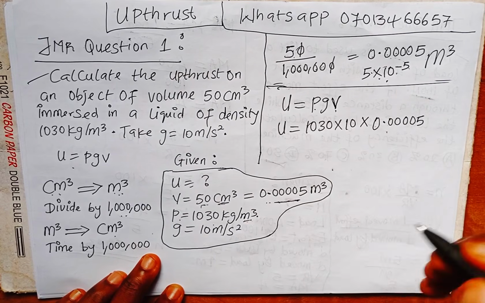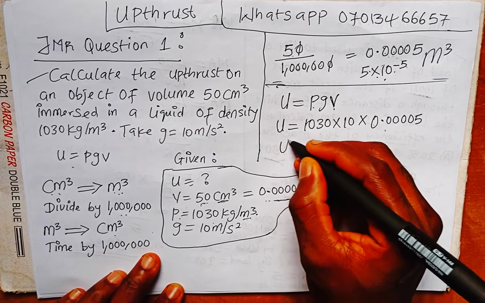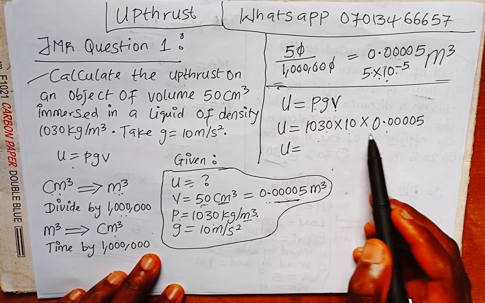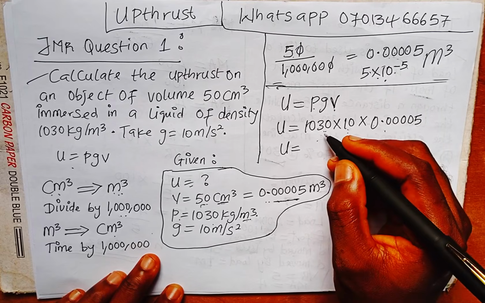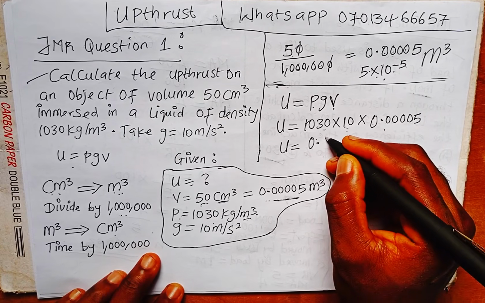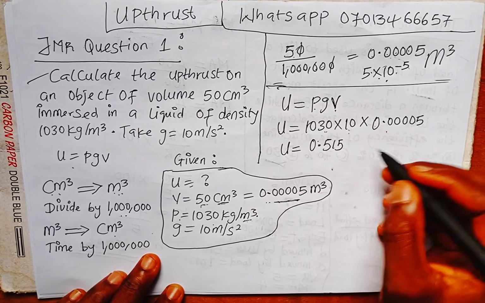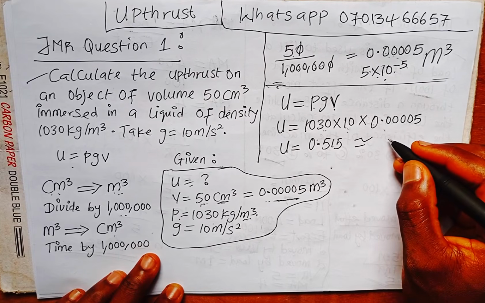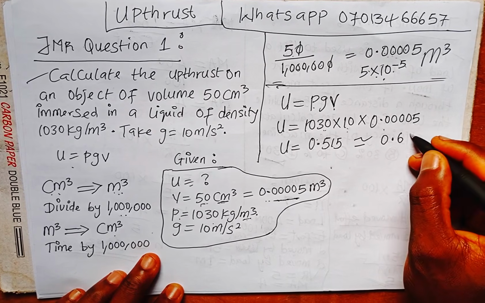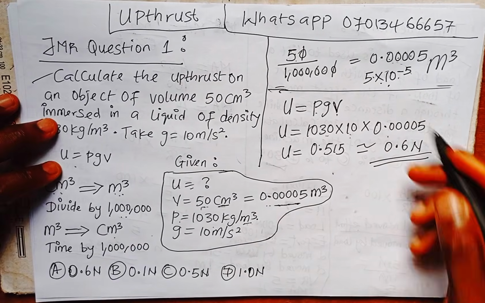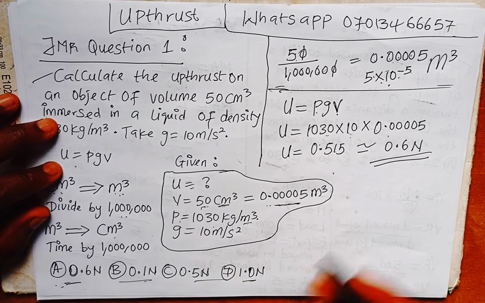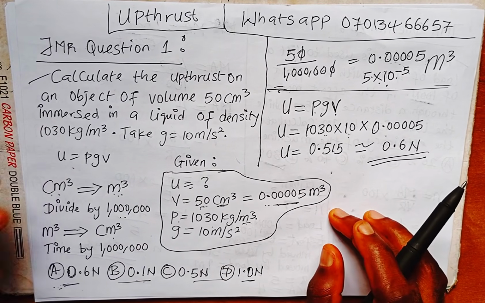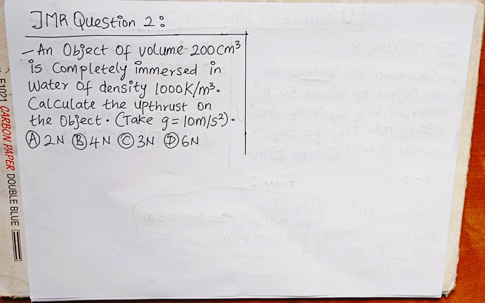But I know the style that works, the one I trust and teach you. U is equal to, we simplify. When you times this by 10, and by 0.00005, you will get 0.515. If you approximate this, you are left with 0.6 Newton. So this is the answer. Among the options here, pick the correct option and drop it in the comment section. Let's attend to the next question.